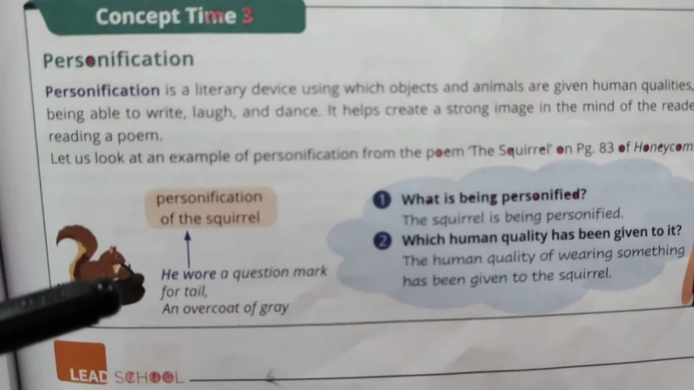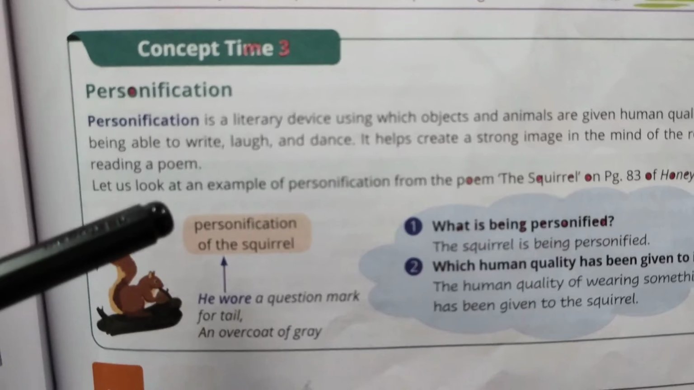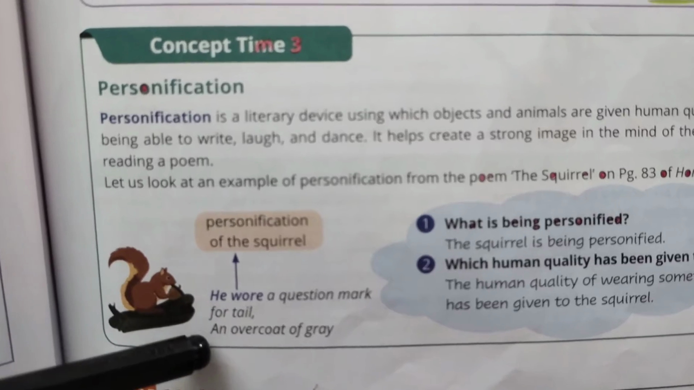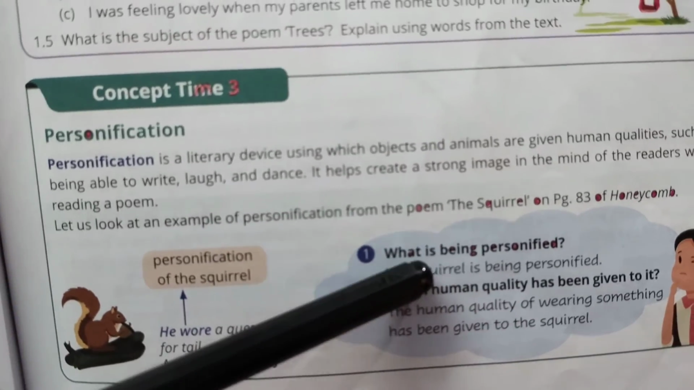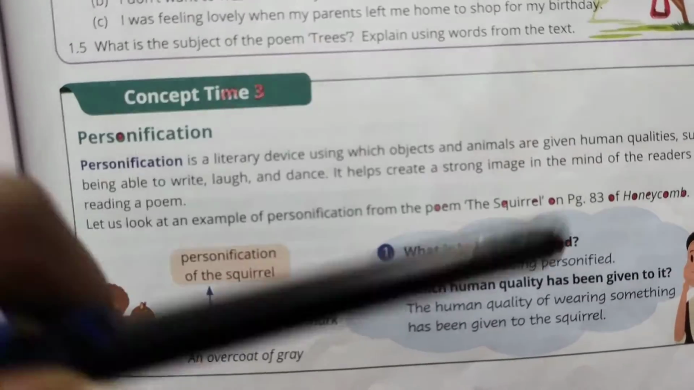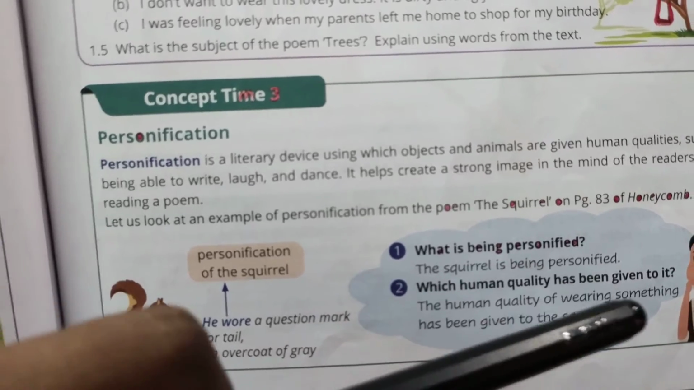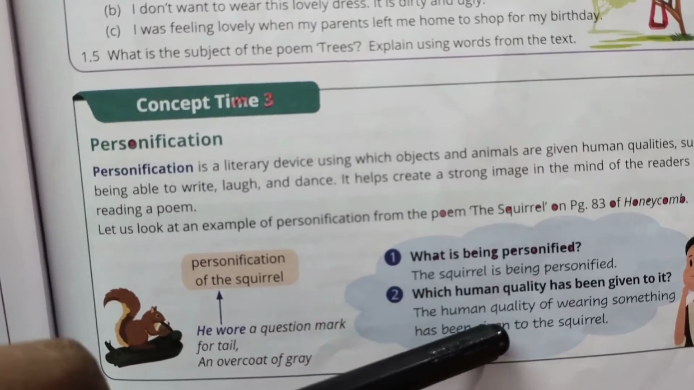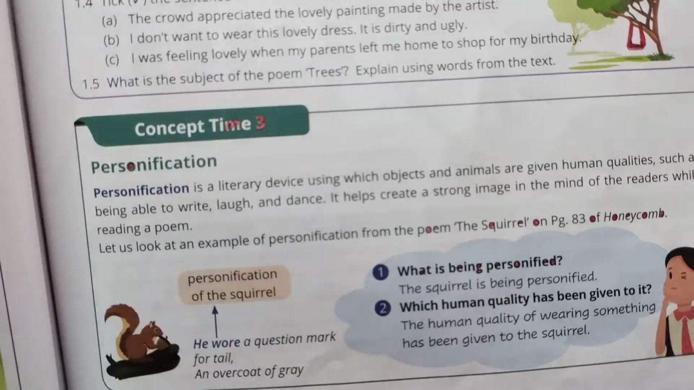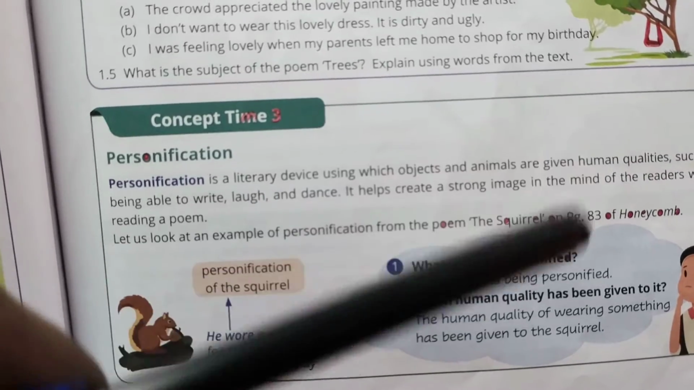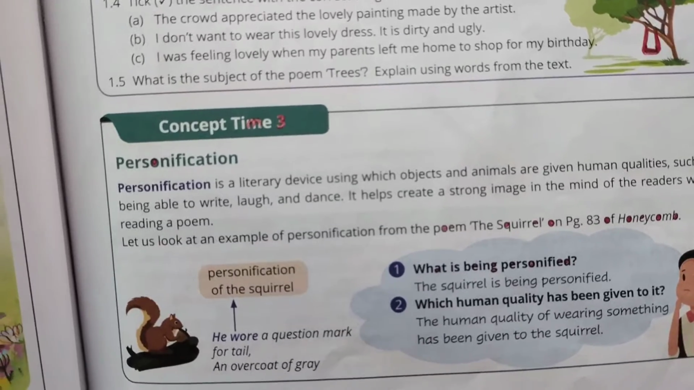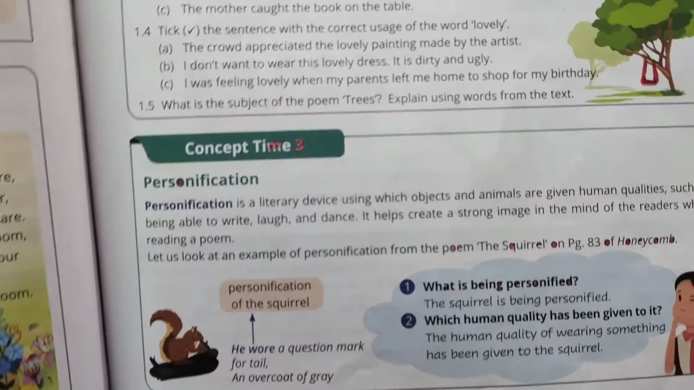So here is an example from the squirrel poem, about the personification of the squirrel. He wore a question mark for tail and overcoat of grey. So here, what is being personified? The squirrel is being personified in this poem, right? How? By human qualities. What kind of human qualities has been given to it? The human quality that the squirrel was wearing something has been given to the squirrel. But it's not true, isn't it? That is the imagination. So this is known as personification.